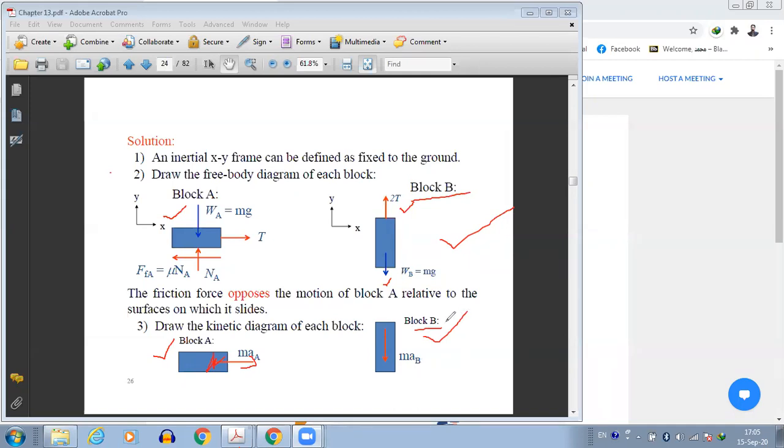So 4 diagrams here. 2 diagrams for block A, 1 free body, 1 kinetic. 2 diagrams for block B, 1 free body, 1 kinetic. And all 4 diagrams you have to draw for the solution. So anyways, this problem, we are not solving the problem. We just had to draw the free body diagram and the kinetic diagram. Does anybody have any question in the drawing of the free body and the kinetic diagram?